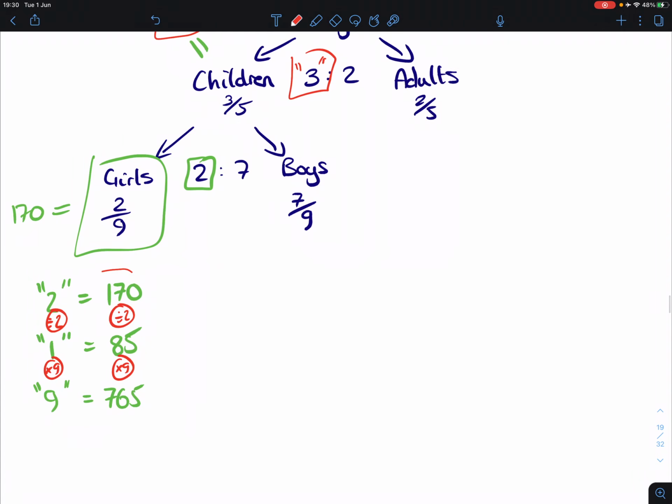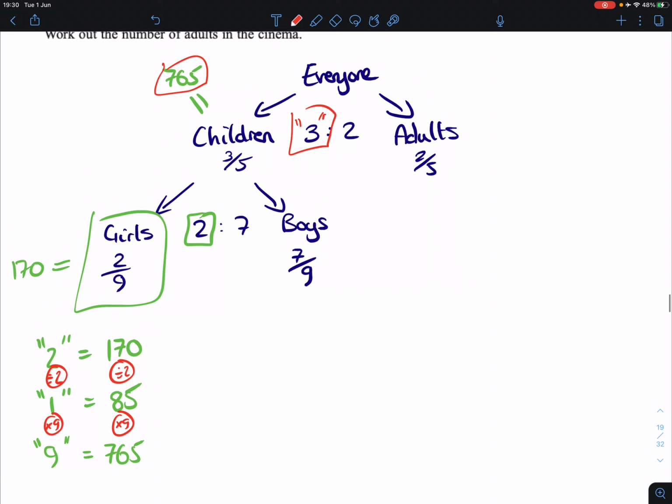Now this is different from the stuff that we've had here, because all of the stuff in that red circle was to do with the ratio 2:7 in the girls and boys. What I'm about to set over on the side here is for the ratio of children to adults. Again, we could write it as a fraction. It could be 3/5 or treat it as a 3. Either way, that is 765.